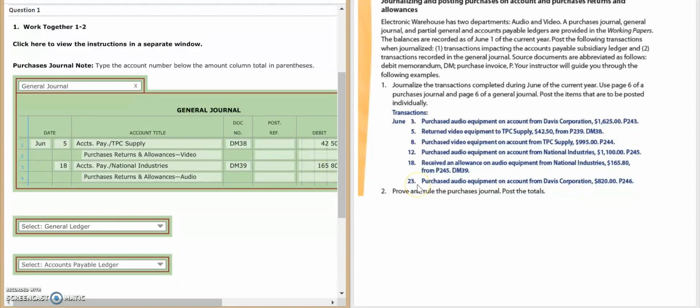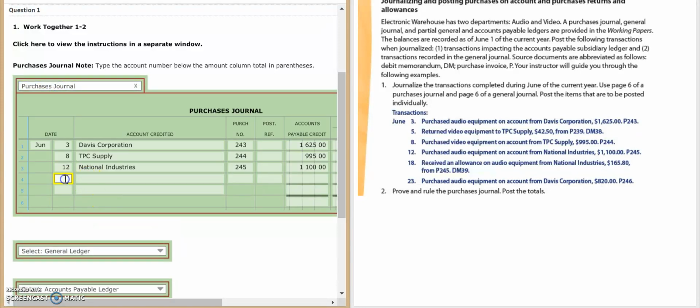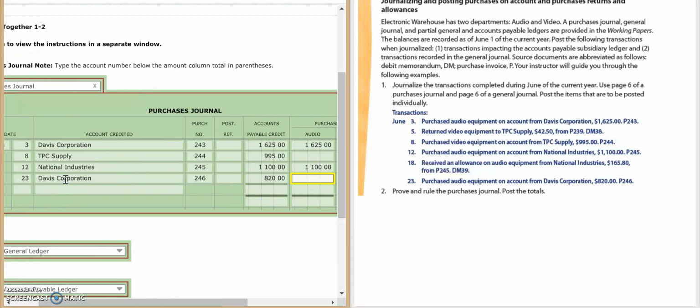And then the last one is on the 23rd. We purchased audio equipment on account from Davis Corporation. So we'll go back to our purchases journal and plug in the 23rd, Davis Corporation, 246. And it's $820. And because we purchased audio, we put $820 under the purchases for audio. So hopefully that makes a little bit of sense. That is what we did first.